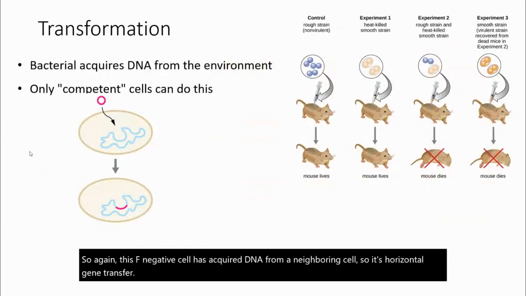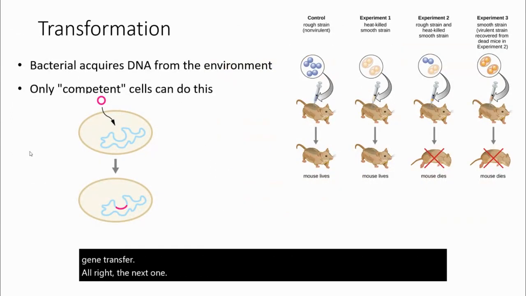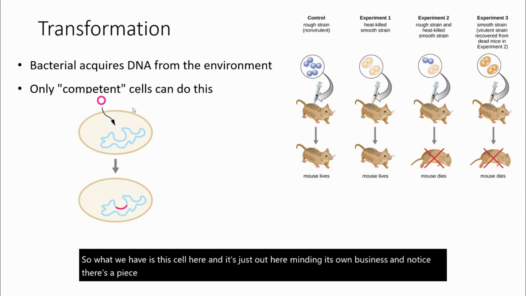All right, the next one is transformation. And this is where there's no cell-to-cell contact. Okay, another cell isn't even really involved. So what we have is this cell here, and it's just out here minding its own business. And notice there's a piece of DNA just hanging out in the external environment.